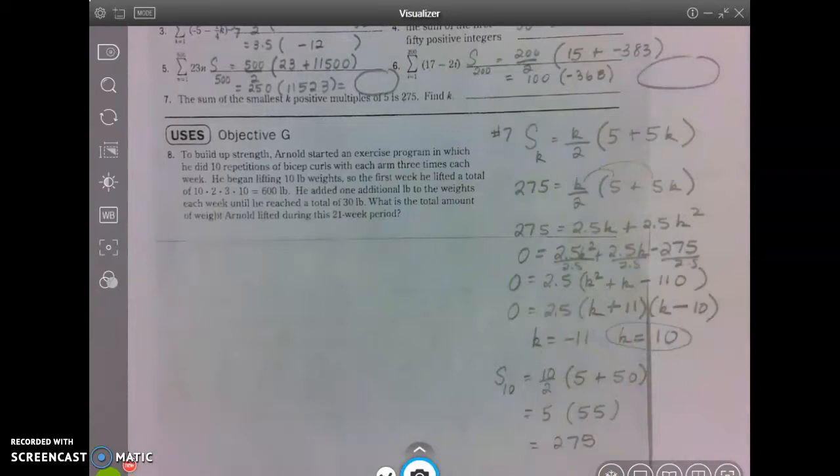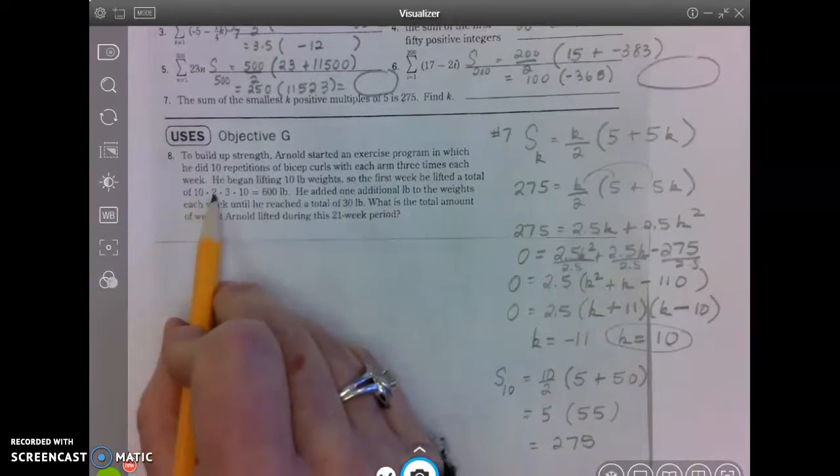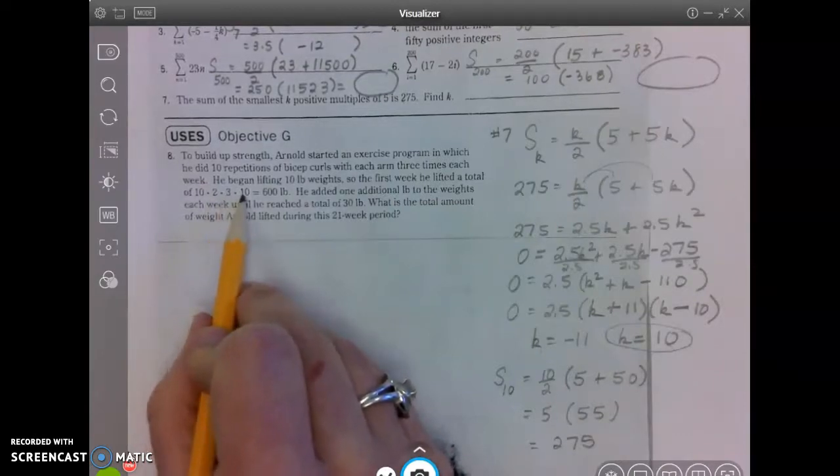Right, let's go to number 8. To build up strength, Arnold started an exercise program in which he did 10 repetitions of bicep curls with each arm 3 times each week. He began lifting 10-pound weights. So the first week he lifted a total of 10 reps times 2 arms times 3 times, did I get all that? Times 10 pounds.